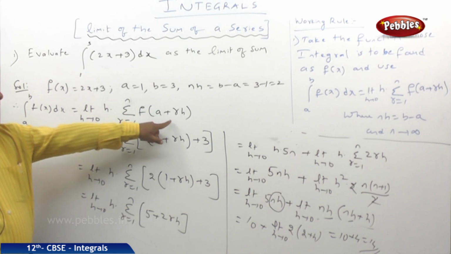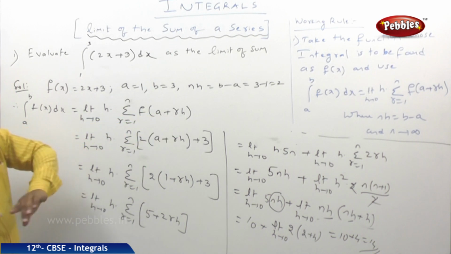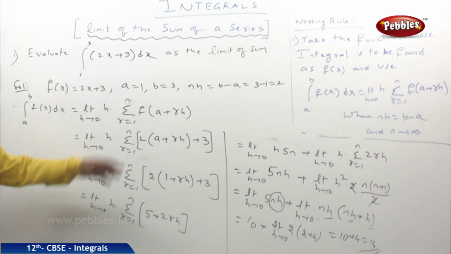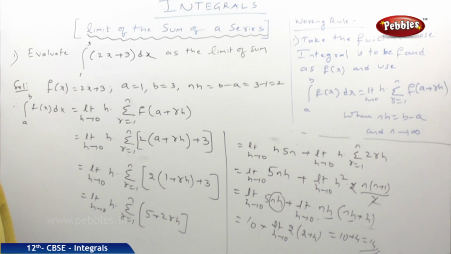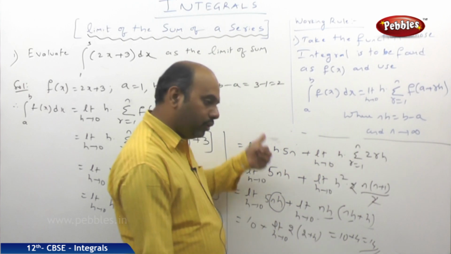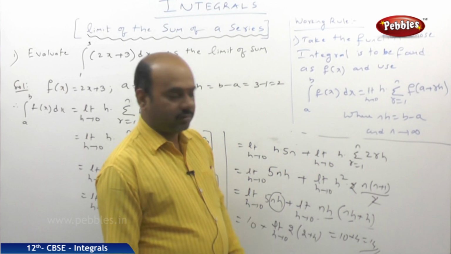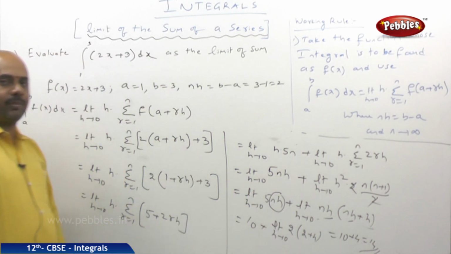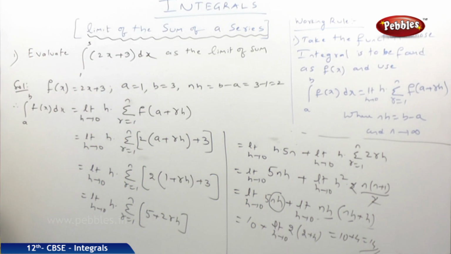So f of a plus rh means in place of x, a plus rh is there. So in place of x I substituted a plus rh, and the rest goes as calculation. If you could observe carefully, nh is equal to b minus a we used in the process here, right? Thank you. Please copy it so that we can go for the next problem.